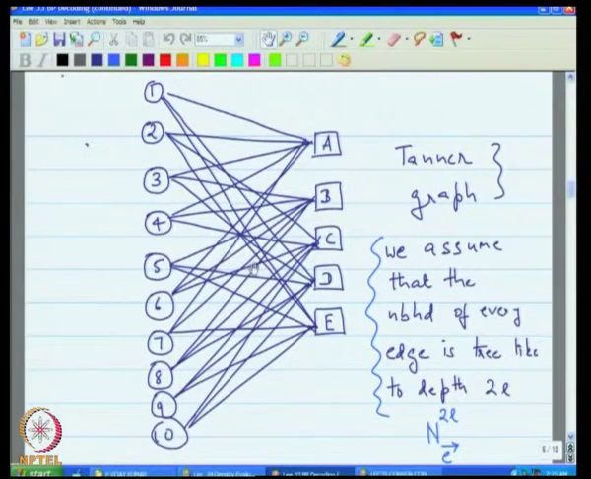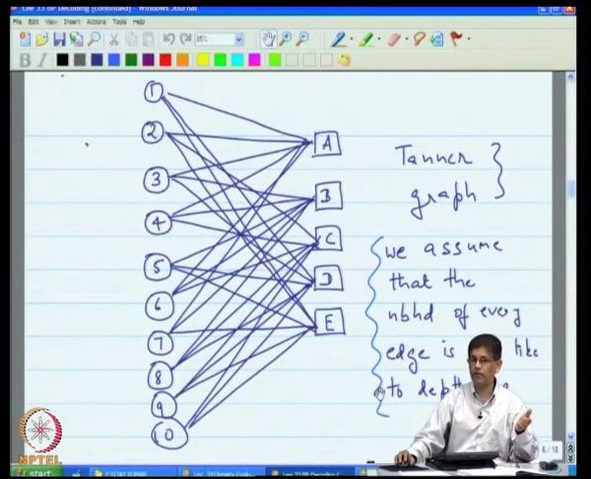But on the other hand, even in practice people have found that you do not really need a neighborhood that is tree like in order to get excellent performance. If you randomly construct a Tanner graph, yes, it is going to have a few short cycles, and that does not seem to affect the performance greatly.